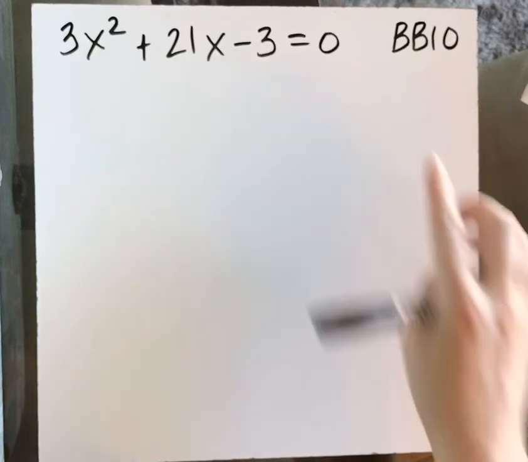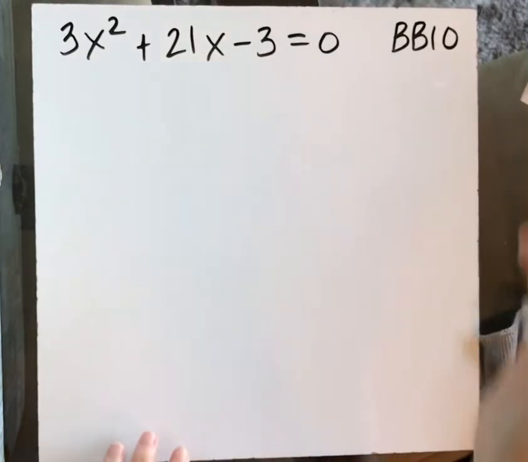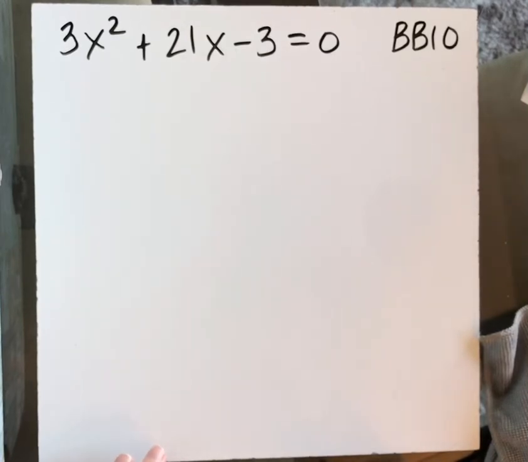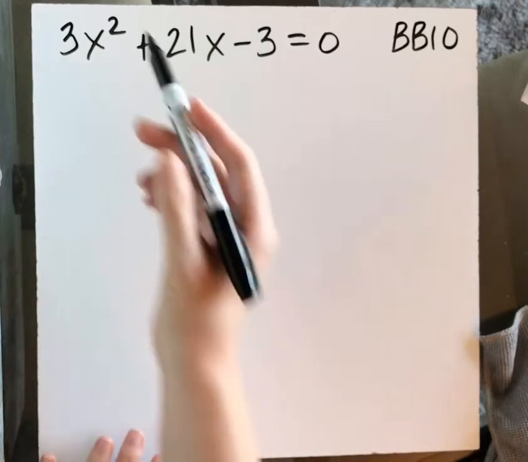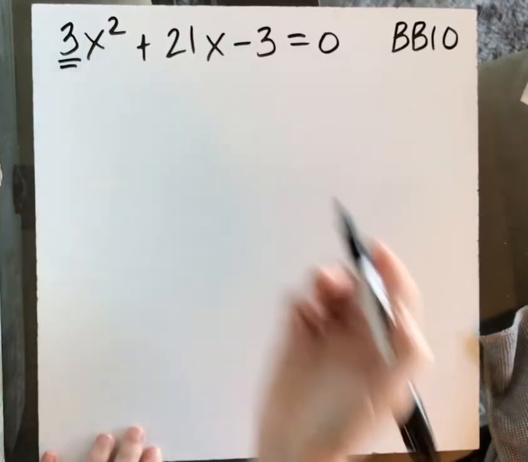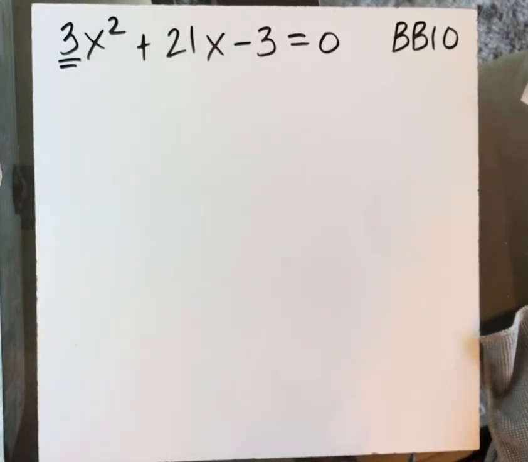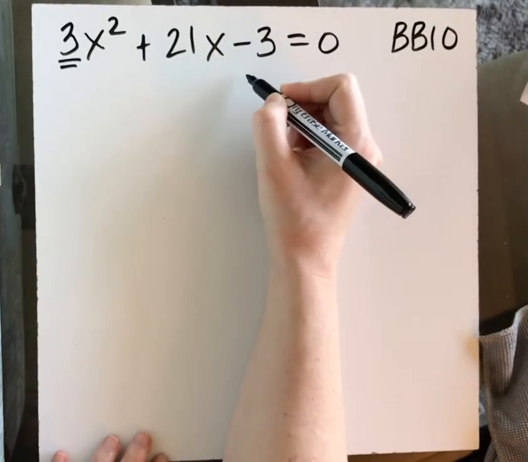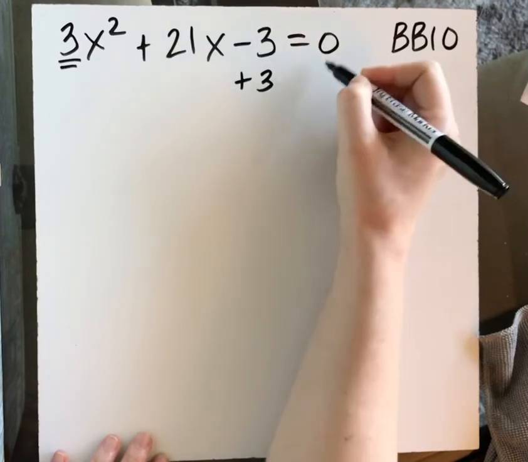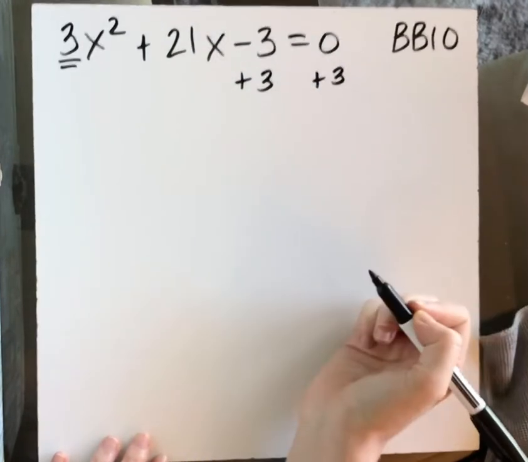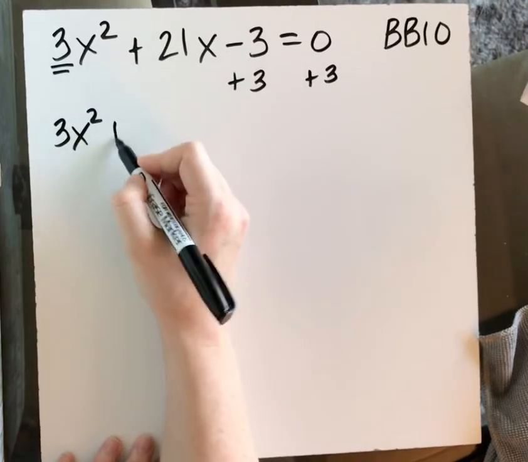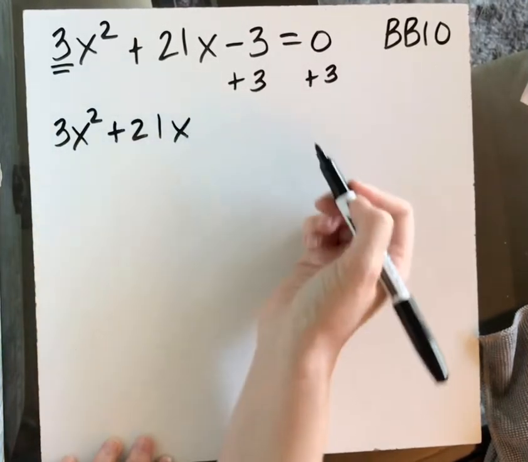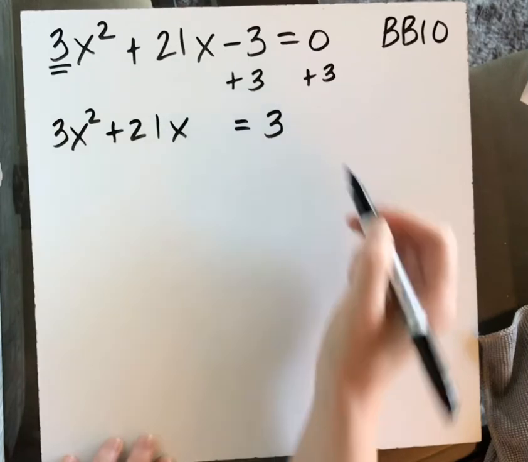This video is help for BB10, solve by completing the square. So here we're given our standard form. I want you to notice that this time our example has a not equal to 1. Still, our first step is going to be to move over our constant. We're going to do that by adding 3 to both sides. So now we have 3x squared plus 21x equals 3.